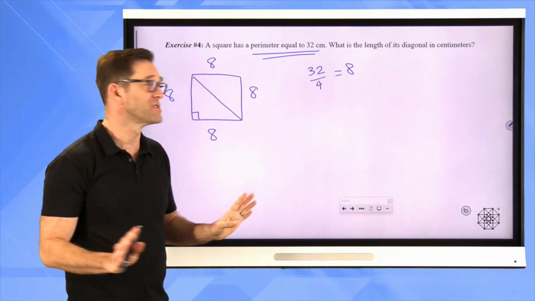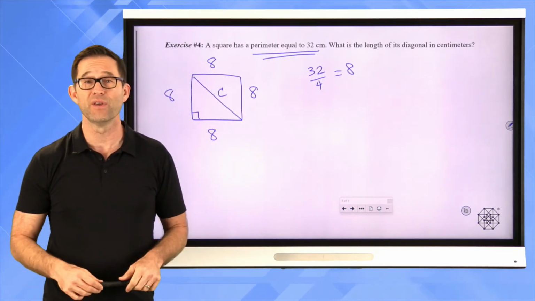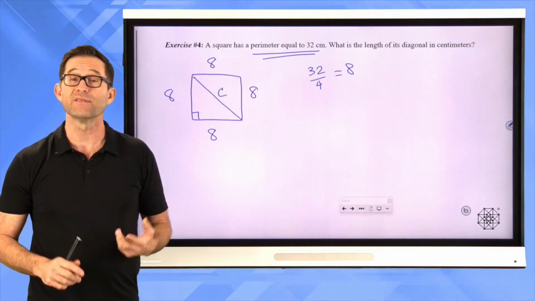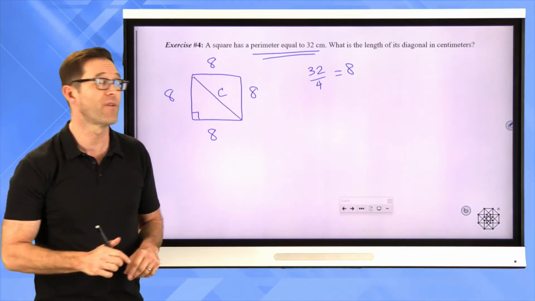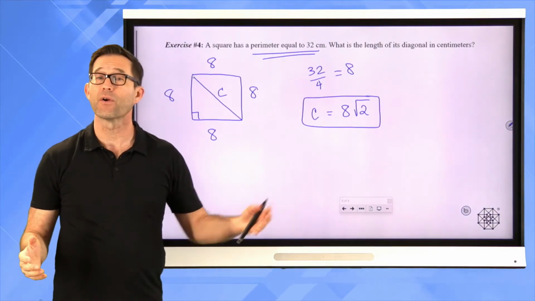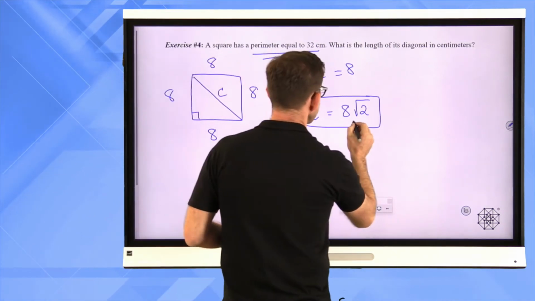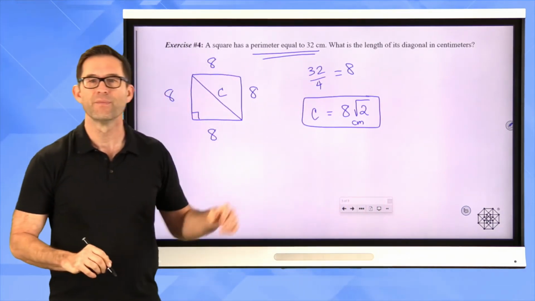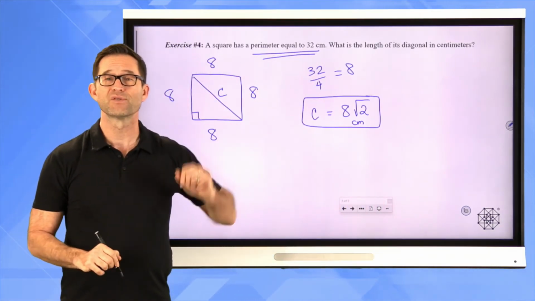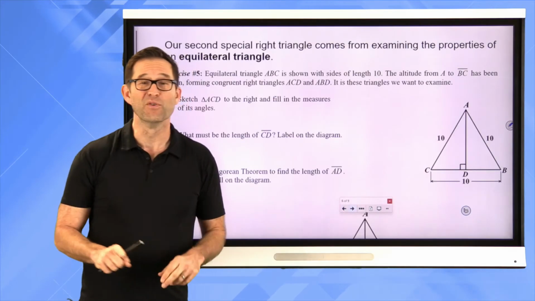Now, I could totally use the Pythagorean theorem to figure out the length of that diagonal, and you should definitely do that if you need to do it. But sort of the point of this lesson is knowing that when we have a 45-45 right triangle, that hypotenuse will always be the side length times the square root of 2. So even without using the Pythagorean theorem, I can figure out the diagonal has a length of 8 root 2. And I should put some units on here: centimeters, because the side lengths are in centimeters, so certainly the diagonal length will also be in centimeters. Now let's move on to our second one.